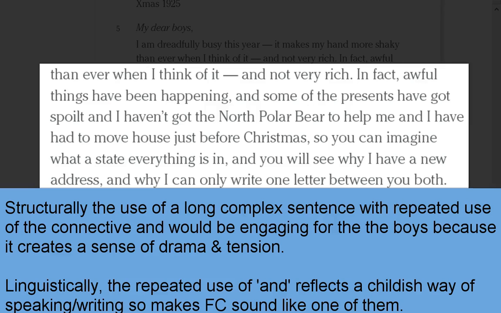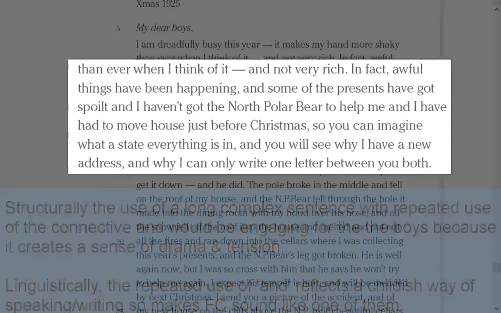It also makes it sound quite childish, and that's what I mean by the language reflecting the needs of the reader. So these boys are quite young, and the way that Tolkien writes kind of mimics the way that young children speak. They often do speak in a very rushed way, with all these subordinate clauses joined with the connective "and," as they're trying to get their thoughts out to us.